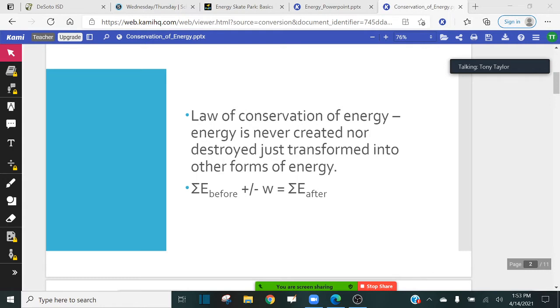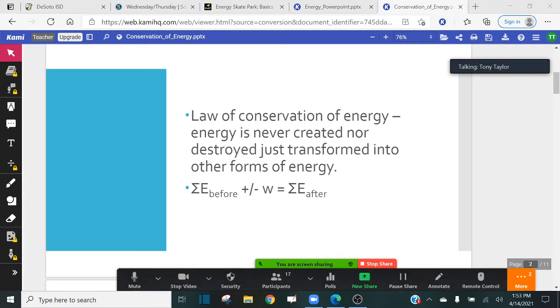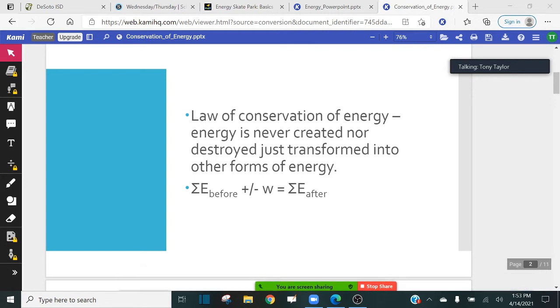Guys, it is not possible to add energy to the universe or take away energy from the universe. The total energy that exists in the universe is, and it's all that will ever be. Okay, energy is neither created nor destroyed, just transformed.